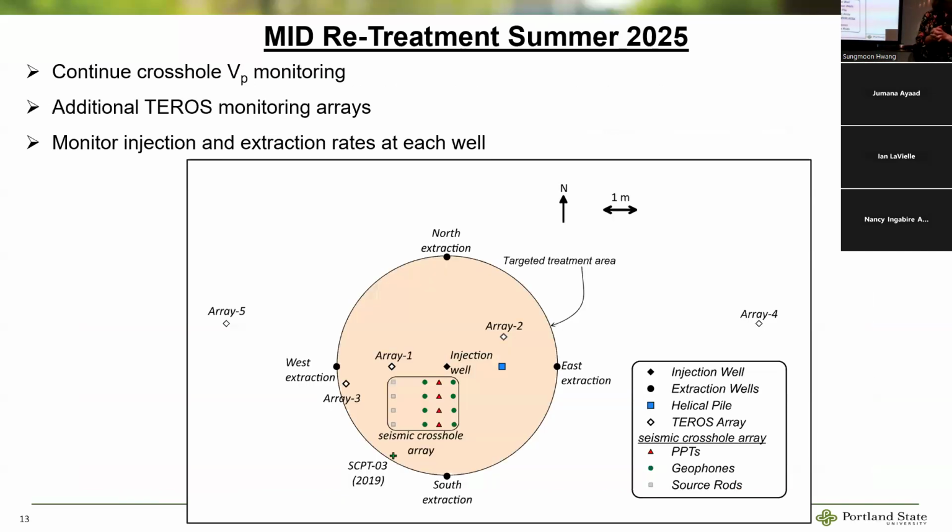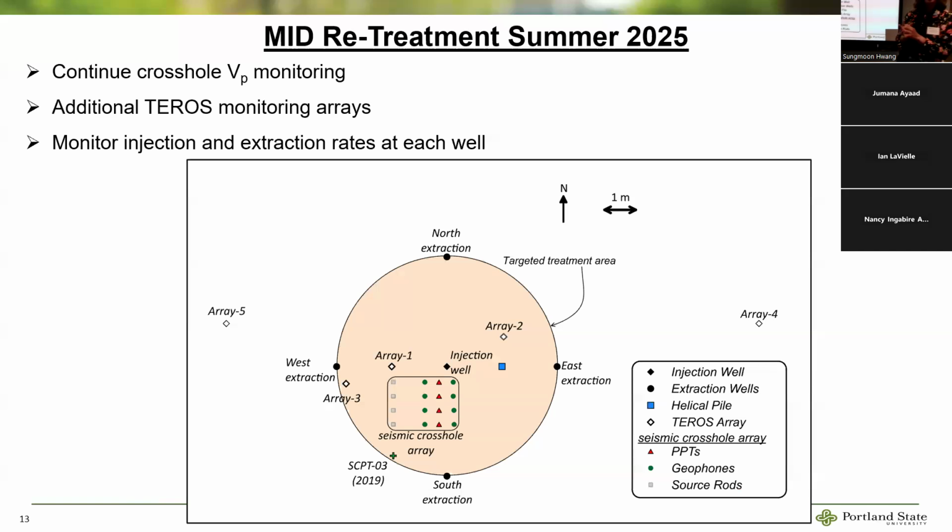So with this treatment this summer, we did continual crosshole VP monitoring, just like in 2019 and the time since. We also installed additional Teros arrays for those moisture sensors in the ground. This is the existing array from 2019, and then we installed 4 others, one in the treatment zone, one at the edge of the treatment zone, and then 2 that are outside but at different distances as well.